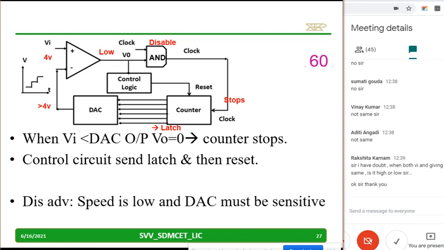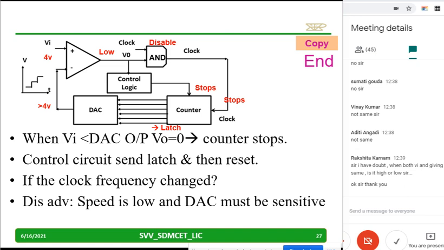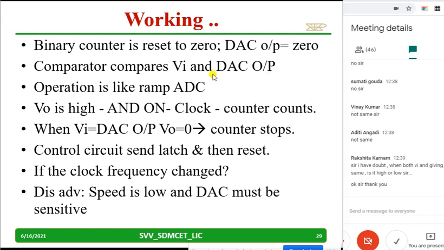That's all. Now I am asking you the same question. Initially a 2 kilohertz clock was there. Now if I make it 4 kilohertz, just for an example, will the output remain the same or change? So this is the complete working. Once again we can go through. Just read it once or twice so that it becomes easy to understand and remember.